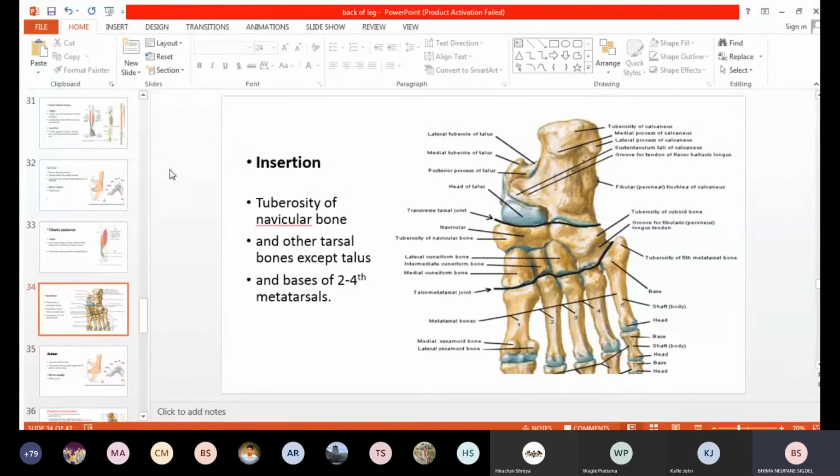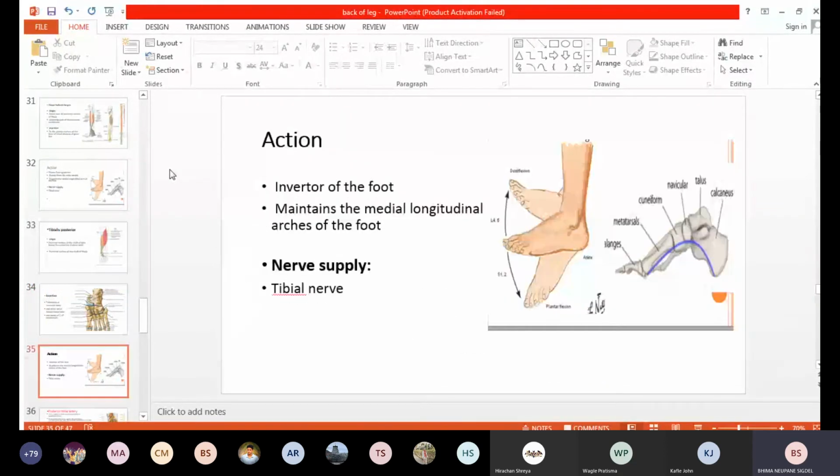After that, the action: it is an inverter of the foot. I think you have studied the other inverter of the foot from the front compartment of the leg, that is the tibialis anterior, along with the tibialis posterior. These are the major muscles which lead to the inversion of the foot.